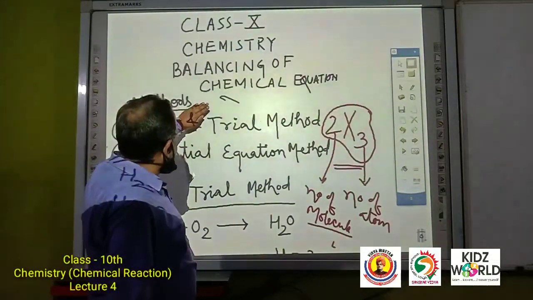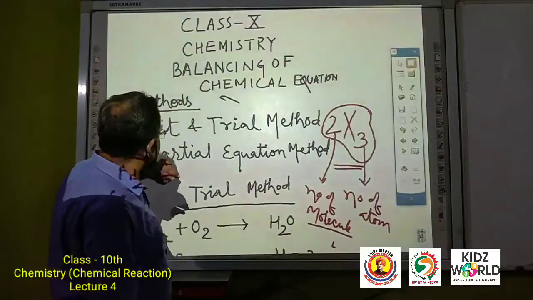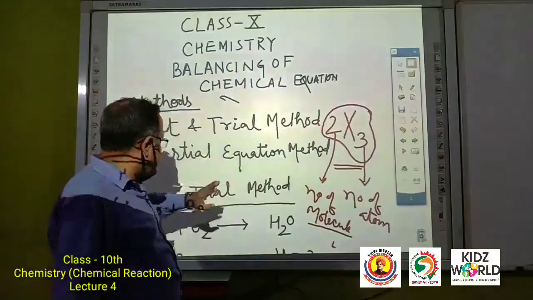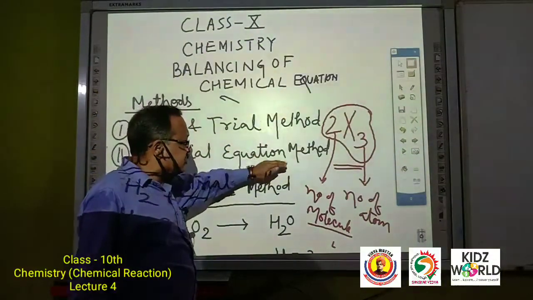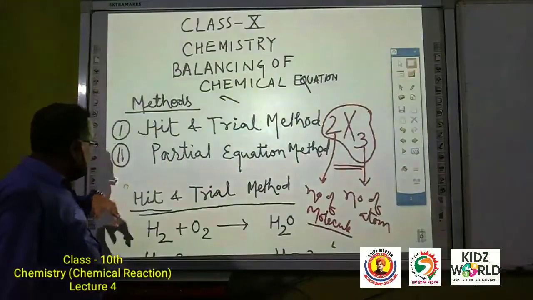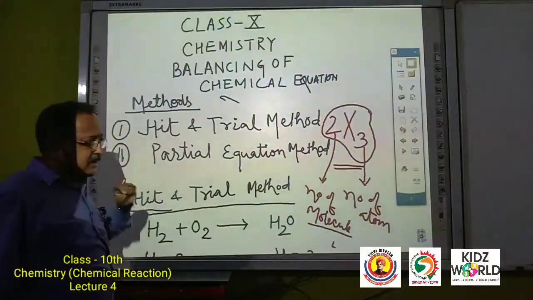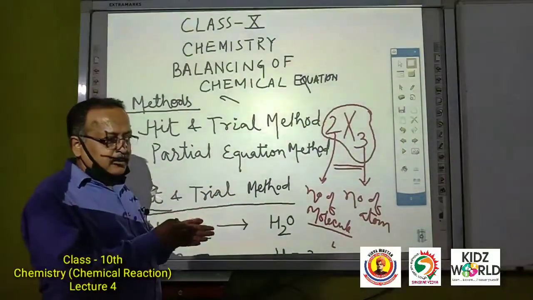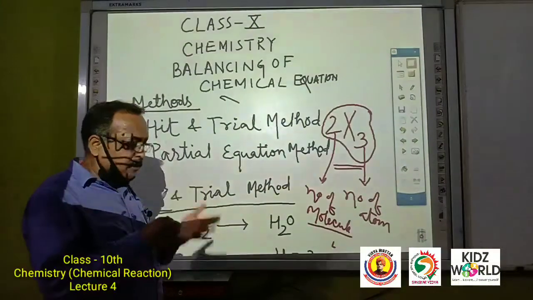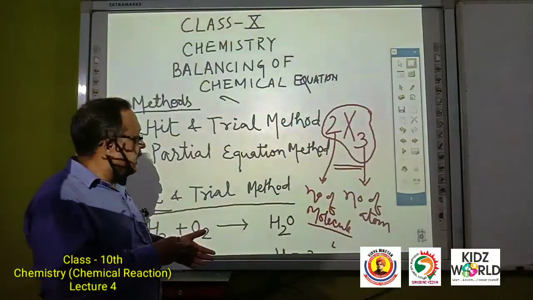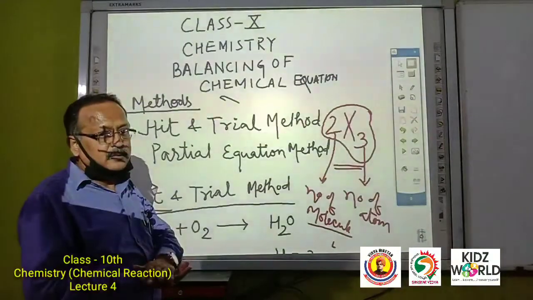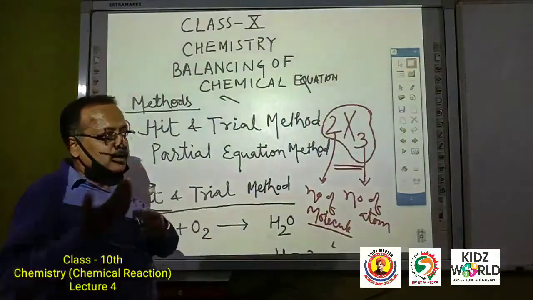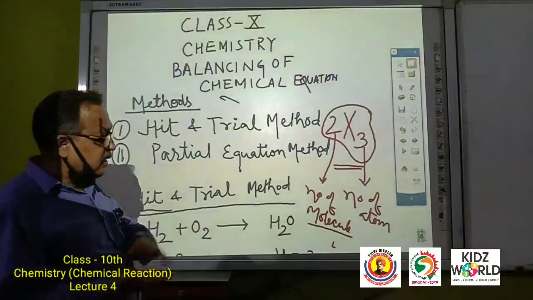First, a chemical equation is balanced by two methods: the hit and trial method, and second, the partial equation method. What is the meaning of the hit and trial method? You just keep changing the numbers, placing numbers in front of the element or compound, and this is repeated several times. That is what is called hit and try. And when you get success, it means your chemical equation is balanced.